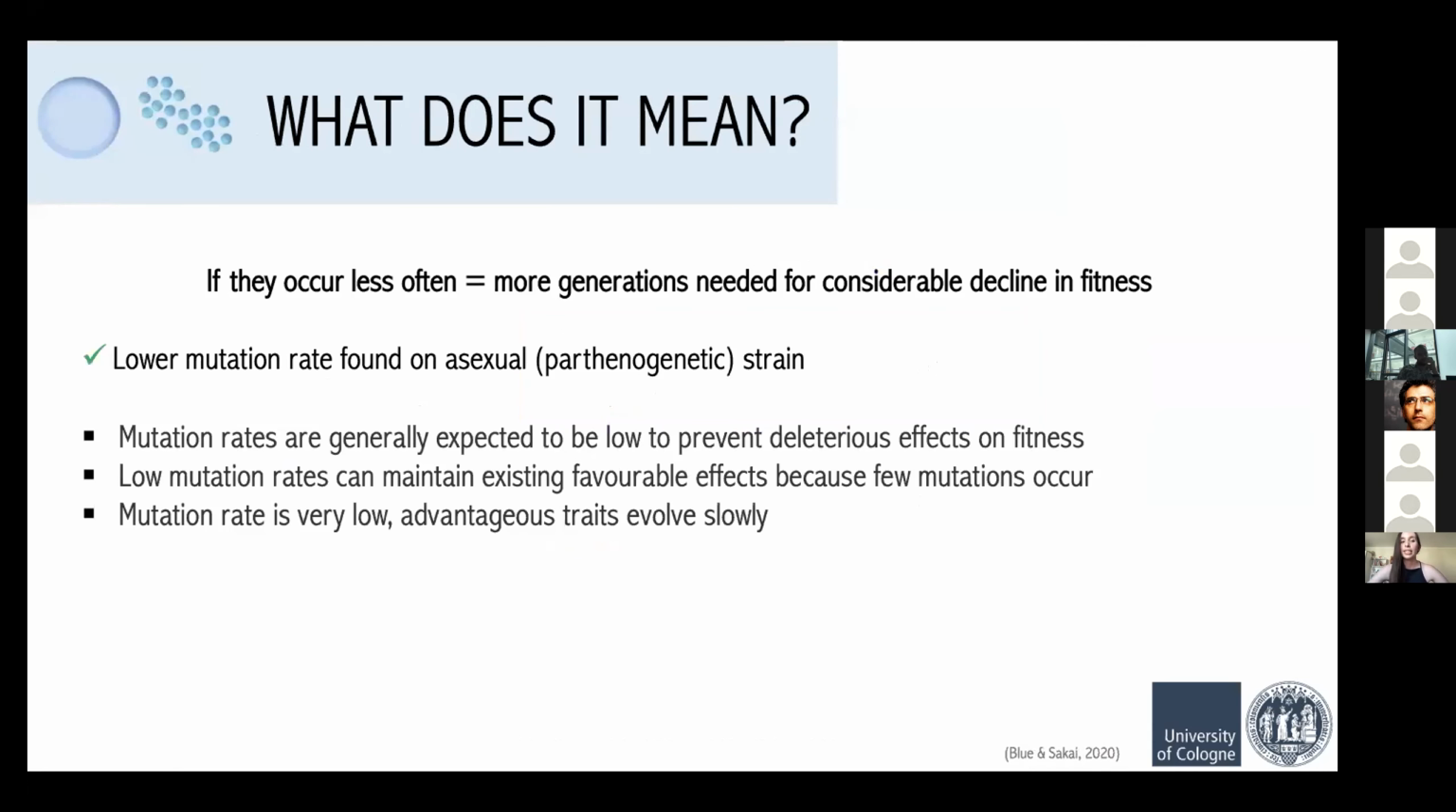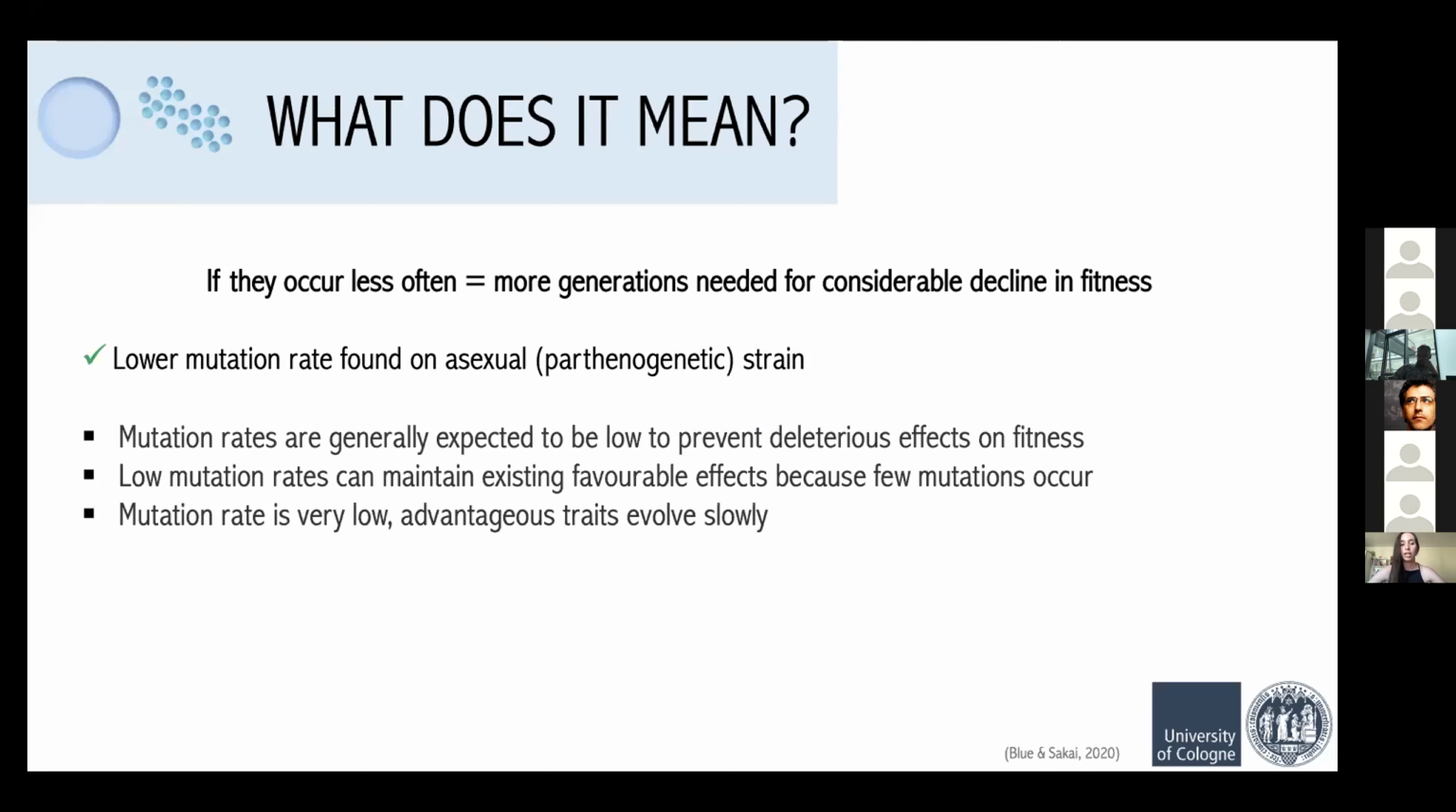So what does it mean if we have a lower mutation rate in the asexual strains? As I mentioned at the beginning of the talk, if mutations are occurring less often, with a lower mutation rate, this would mean that more generations are needed for a considerable decline in fitness to occur. In general, for all organisms, mutation rates are expected to be low to prevent deleterious effects on fitness.